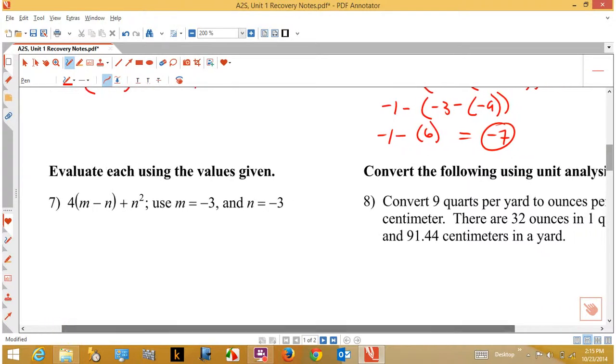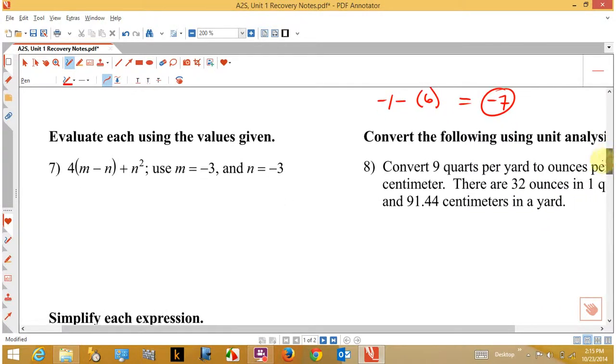Next problem is going to require me to substitute some values in. It says evaluate using the values. Evaluate each using the values. So I need to plug m as a negative 3, n as a negative 3 into this. So 4 now times parentheses m. M is a negative 3. And then I'm going to say minus, now n is a negative 3. Plus n squared. So negative 3 squared.